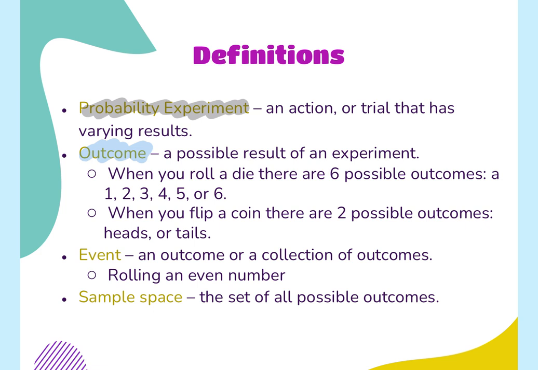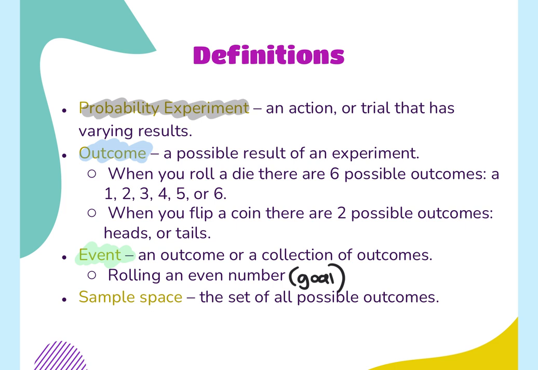All right. Then the event is an outcome or collection of outcomes. So something specific like what you want to happen. This is like your goal here. What you're hoping the outcome is. For example, rolling an even number. Not blowing up, I would say, is what we want. That would be the event.